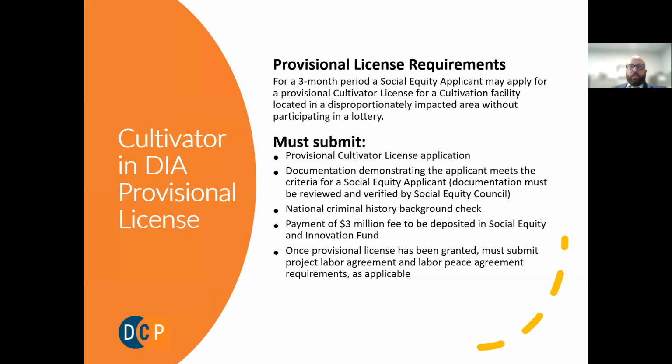So for the disproportionately impacted area cultivator, it's a 3-month application period. The provisional license application must be submitted. The documentation demonstrating social equity applicant criteria must be provided. A national criminal history background check will have to occur at a point, and a payment of the $3 million fee to be deposited in the Social Equity and Innovation Fund. Once the provisional license has been granted, the applicant must submit project labor agreements and labor peace agreements as applicable.